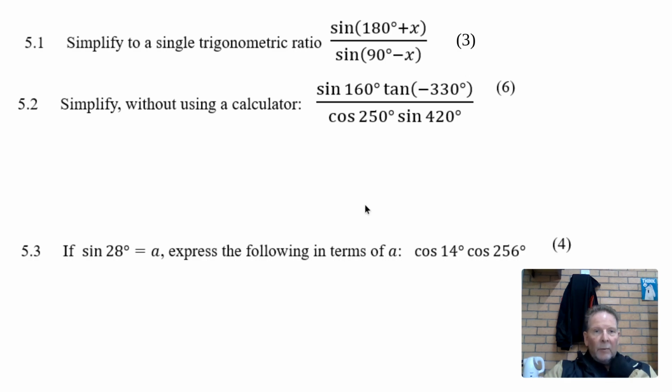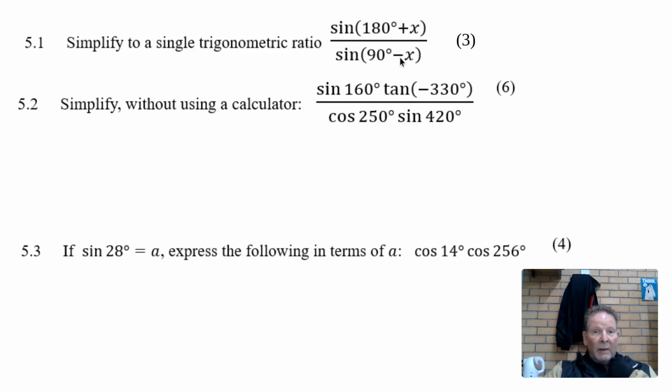Okay, let's try this question here. Simplify to a single trigonometric ratio. Well, you just have to know how to do general reduction. 180 plus x is in the third quadrant. It's bending into the third quadrant, and that's why sine is negative there.